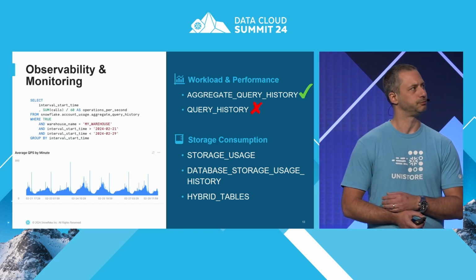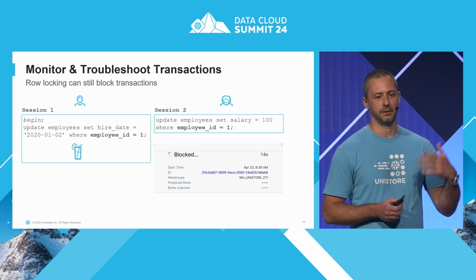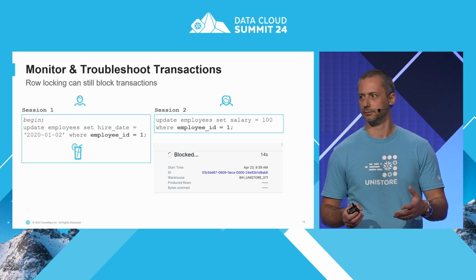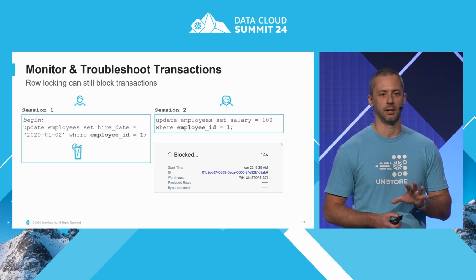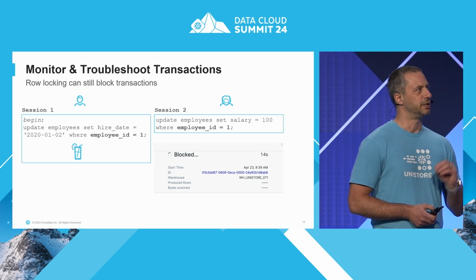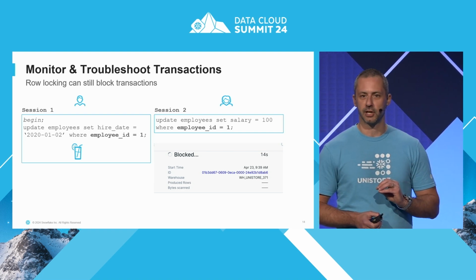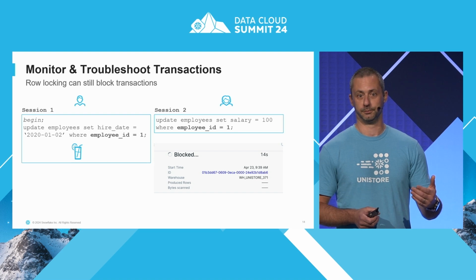A key aspect in understanding and troubleshooting hybrid table workloads is understanding the behavior around transactions and locks. Consistent with other database engines, such as Postgres and MySQL, hybrid tables use row-level locking instead of table-level or partition-level locking. But even with row-level locking, transactions may block each other, or they may run into a deadlock.